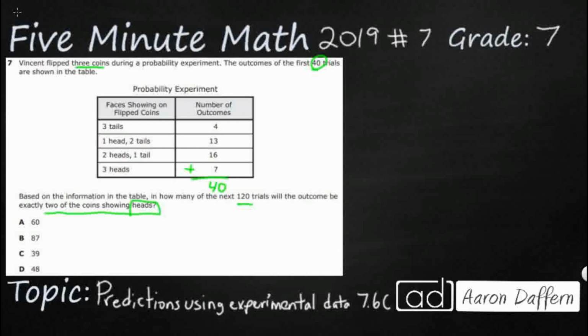So you see we've got 3 tails, 1 head, 2 tails, 2 heads, 1 tail. That's the one we're going to focus in on because the last one is 3 heads. So we need 2 coins showing heads. So really this is what we're looking at.